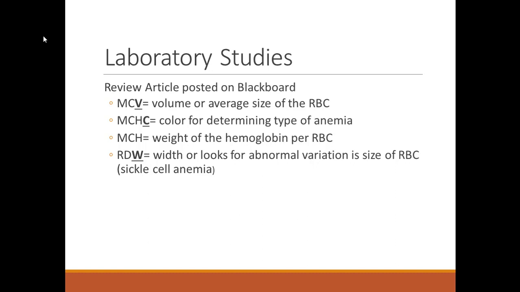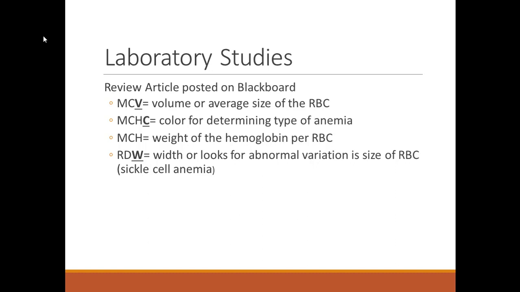So the MCV, if you remember the V, is for volume. It tells us the volume or the average size of the red blood cell, a single red blood cell. Generally, it's 82 to 90. But the sizes that they look at, they're normocytic, macrocytic, which means large, and microcytic, which means small.